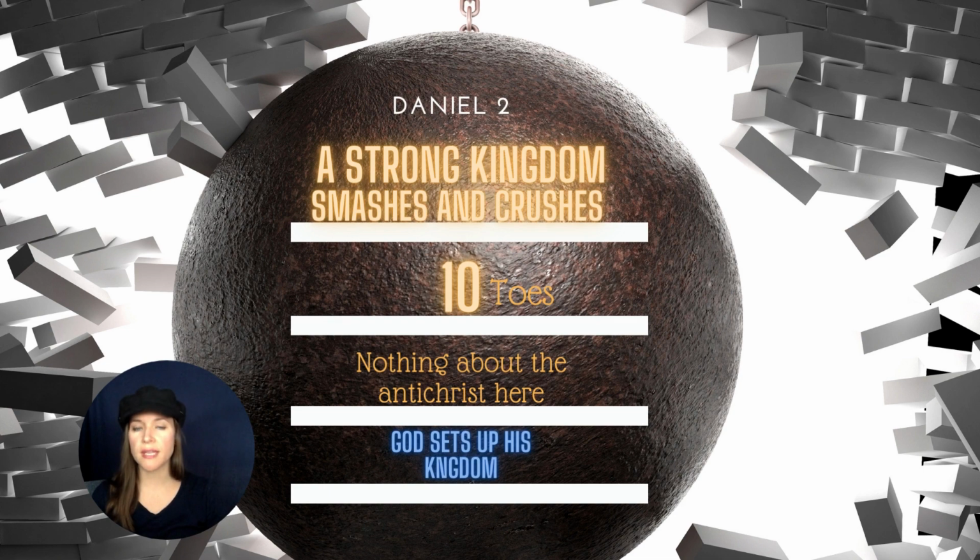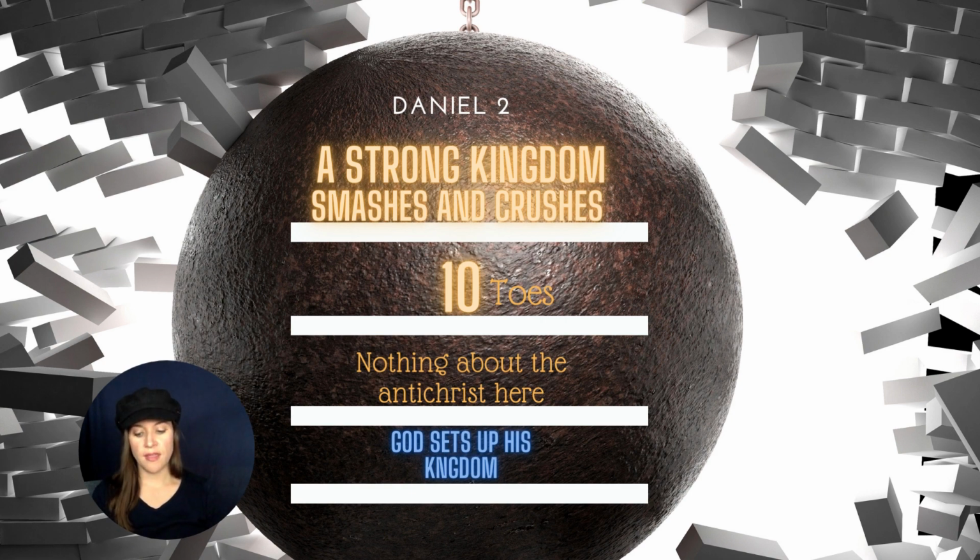Daniel chapter 2 only has a little bit to say about what happens right before the 10, but let's go ahead and look at it. It's in verse 40. Daniel chapter 2, verse 40: The fourth kingdom will be as strong as iron. For iron crushes and smashes everything, and like iron that smashes, it will crush and smash all the others.